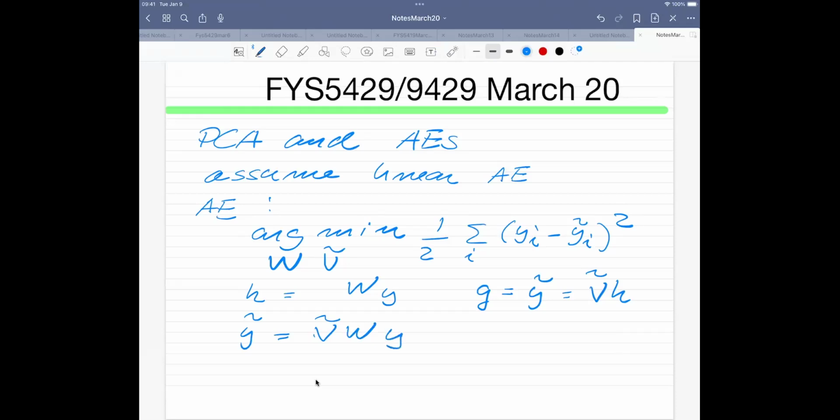So that means that the optimization problem which we end up with is the argmin, where we optimize with respect to these parameters, which are typically the weights and the biases of a neural network. And then we have the norm 2 squared of y minus this v tilde times w times y. So this is the quantity which we want to optimize. And if we do that, we can make a direct link with a linear PCA.